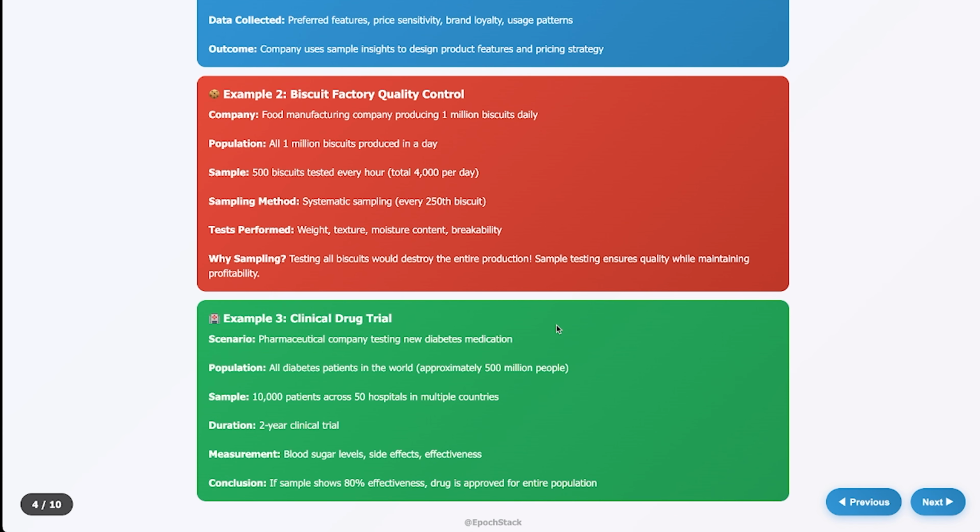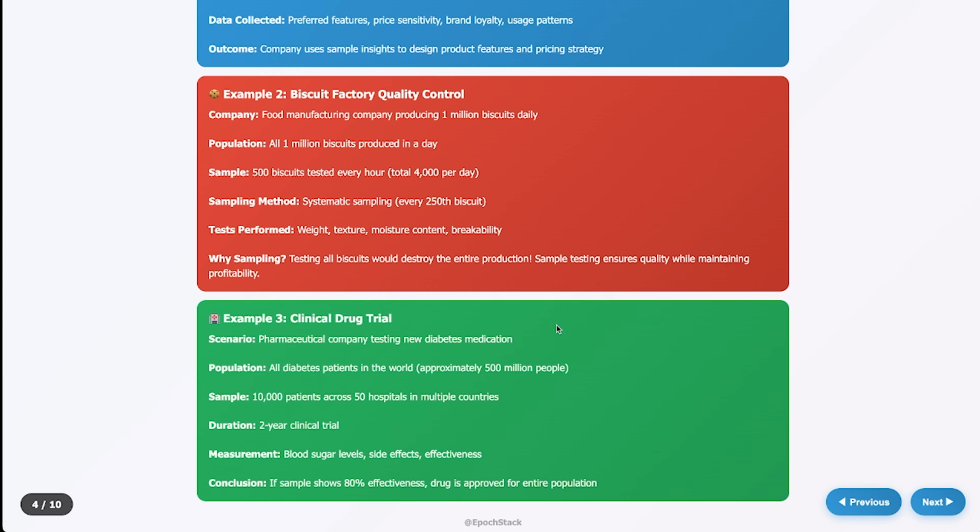The third one is a clinical drug trial. For example, a pharmaceutical company has developed a new diabetes medication, and after developing it they have to test it on people. There are approximately 500 million people having diabetes all over the world, so they cannot perform tests on all of them. In that case they need sample patients, sample data. So they select 10,000 patients across 50 hospitals in multiple countries, and the duration of the trial is a 2-year clinical trial.